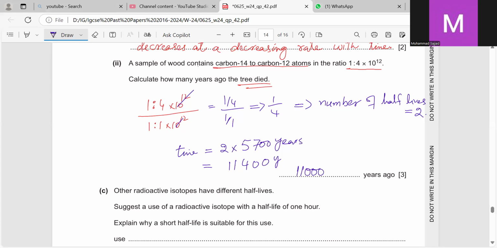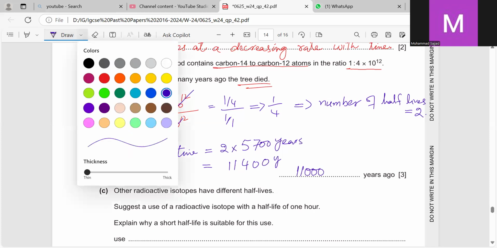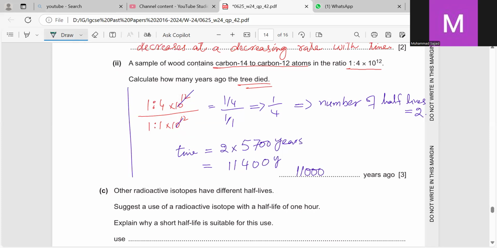Very simple. Now, another way to calculate it, we have one equation to calculate the half-life or remaining amount. Like I'm writing: remaining atoms is equal to 1/2 raised to power n times original value or initial value.